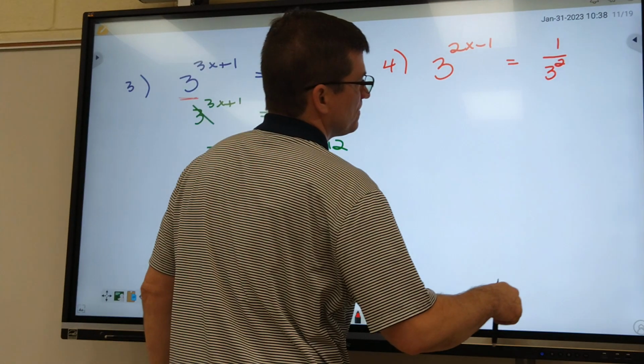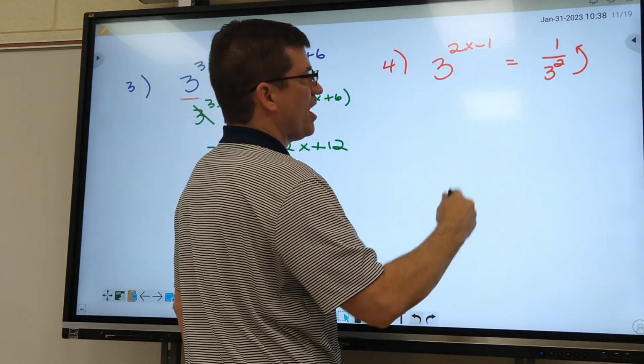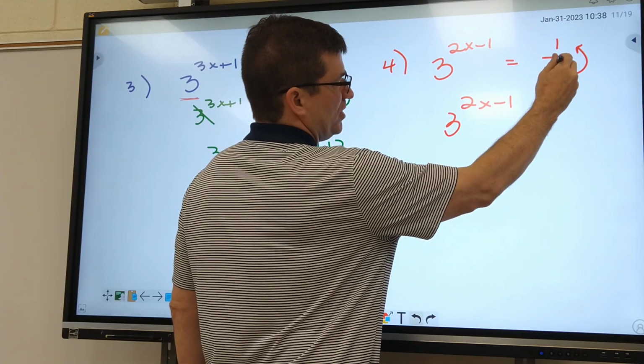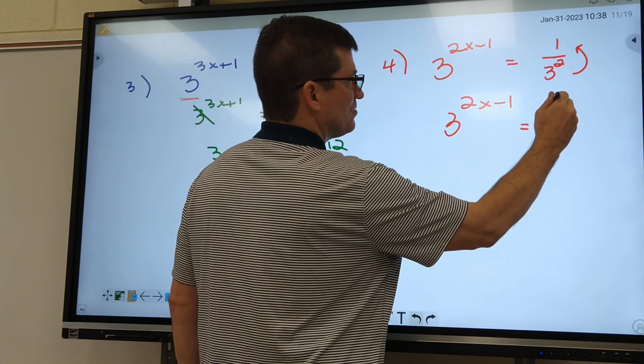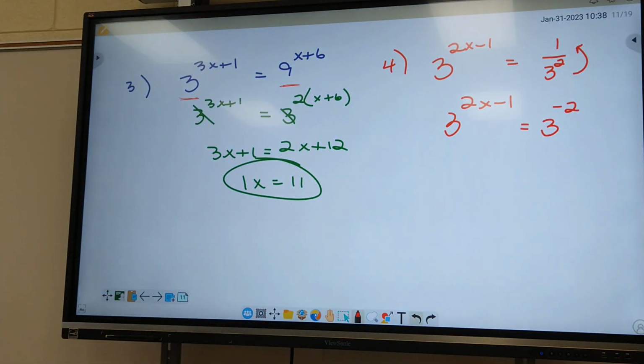Here's how you fix it. When you move this up from the bottom up to the top and get rid of the fraction, it was 3 to the positive 2, now it becomes 3 to the negative 2. You just change your sign on your exponent. All right, now you should be able to work it out. If you get a fraction for an answer, it's okay.